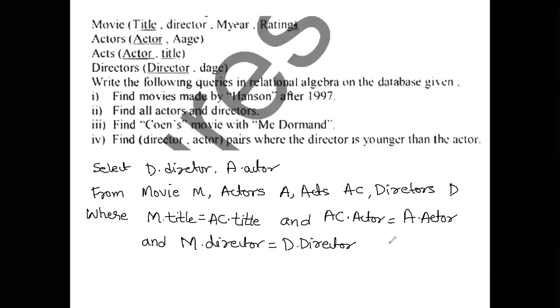Okay. So then is the condition that has been asked in the question, that is where director is younger than actor, which means director age should be less than actor age. So that condition we can add over here. And where do we get the director's age? In the table D. So D dot D age should be less than actor age, that is A dot A age. So that's the condition. So this query will extract the director and actor names who have satisfied this particular condition. So actor and director pairs where the director is younger than the actor in that particular movie.